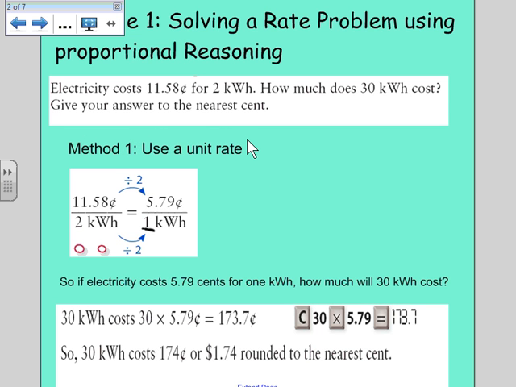So there are two ways to solve a rate problem using proportional reasoning. The first one is to get it down to a unit rate. So this is method one, to use a unit rate.